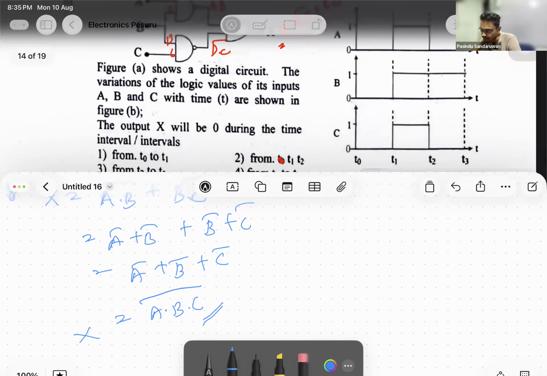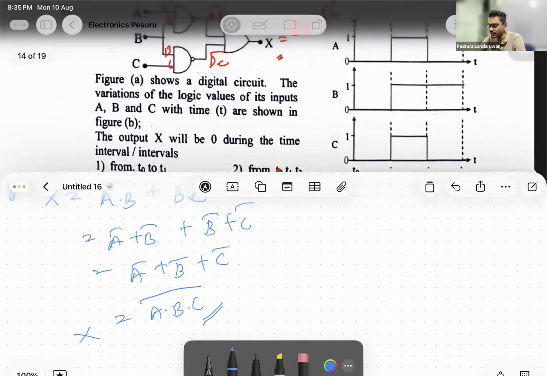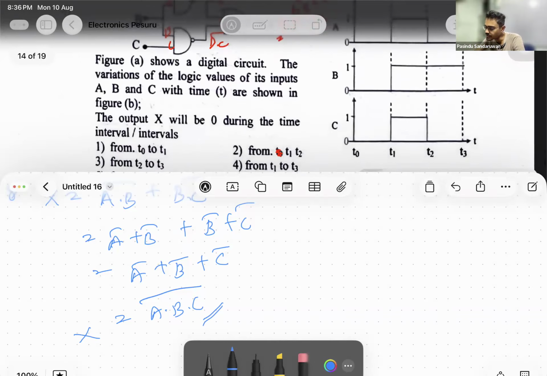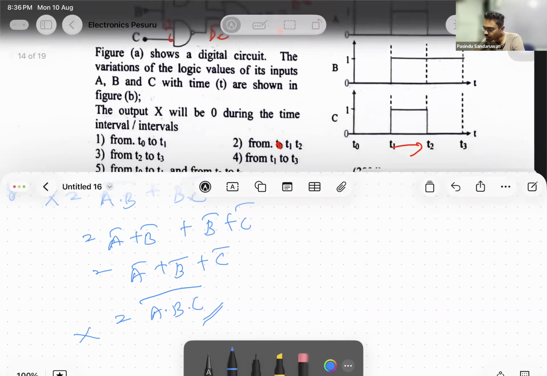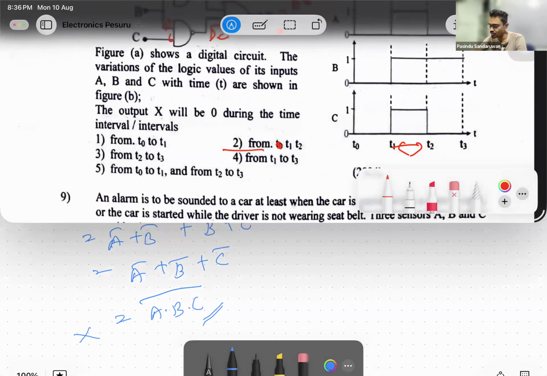Then the question is, X will be 0 during the time. X is going to be 0 if all are 1, 1, 1, right? Because when ABC are 1, 1 dot 1 dot 1 is 1, and 1 bar is 0. Then the time interval is from T1 to T2. Answer is 2. So likewise, easily you can check when you have the Boolean expression. Go with the expression.